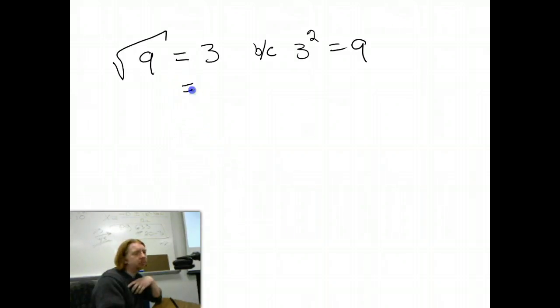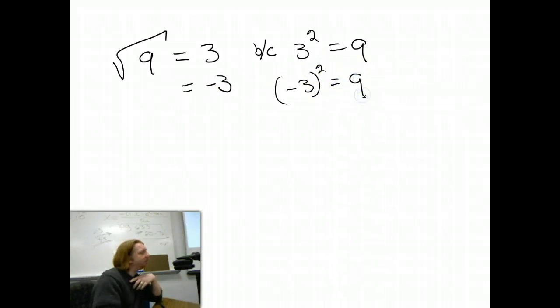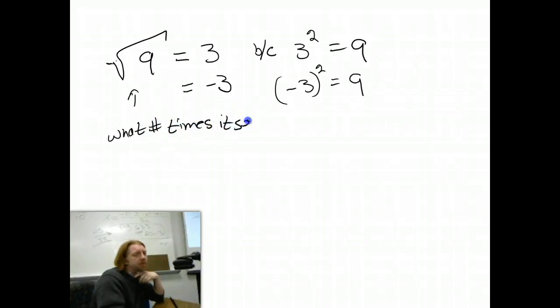Tell me. -3 squared, because -3 times -3 could still be a positive 9. Good job, Marion. The thing about square roots, the square root symbol, is it's what number times itself, or specifically, that number squared. So what times itself would give me 9? In that case, 3.